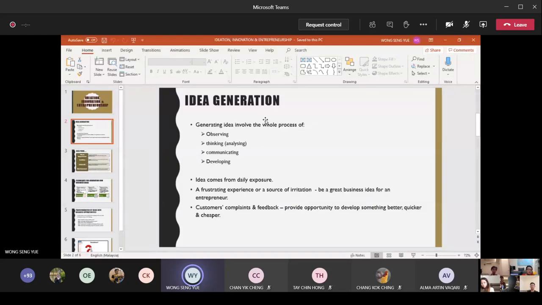Therefore, in order for you to generate your business idea, there will be four core processes: observing, thinking or analyzing, communicating, and developing. This will be a very important process. So I would like to share with you, anything you want to sell and propose later on, try to think. Especially, all these ideas could be gotten via your daily exposure. When you're going to have lunch, when you're going somewhere, when you wait at the bus stop, all these make you feel not happy. This could be your business idea. So to conclude, customer complaints and feedback will provide the opportunity.